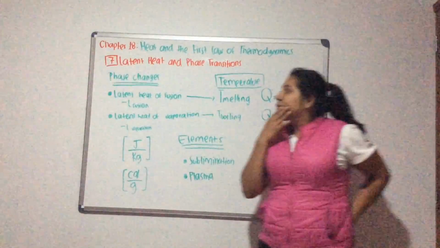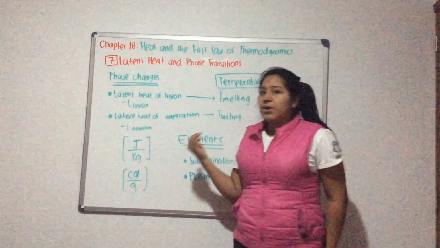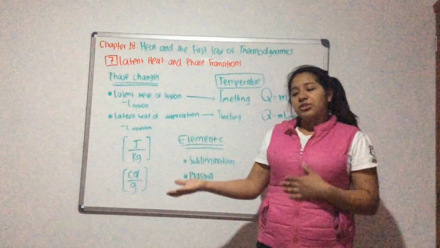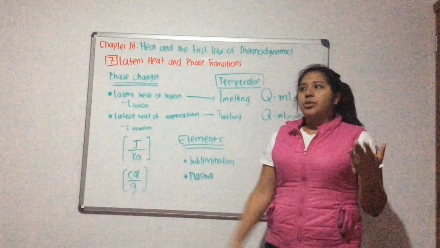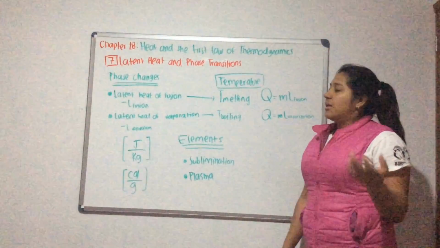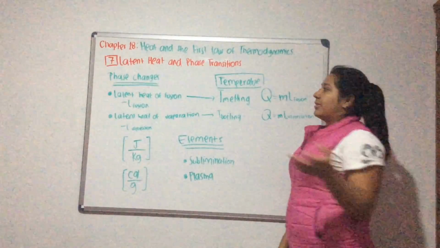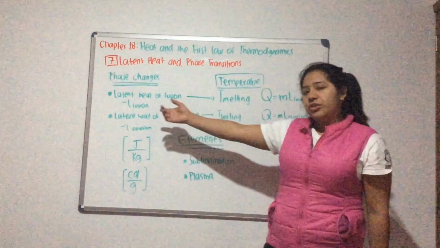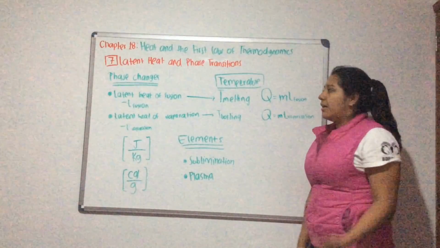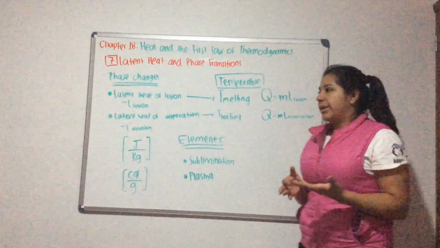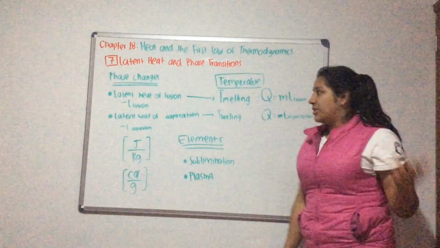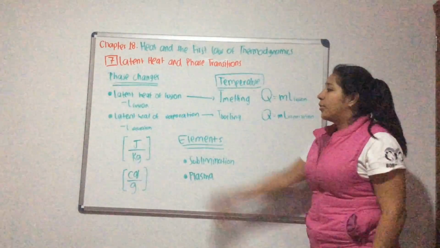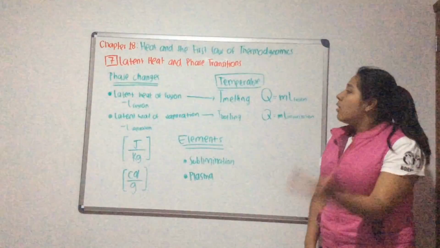First, let me talk about phase changes, because during phase changes the temperature remains constant. The heat required to melt a solid divided by its mass is called the latent heat of fusion, or L fusion. And the heat required to vaporize a liquid divided by its mass is called the latent heat of evaporation, or L evaporation.